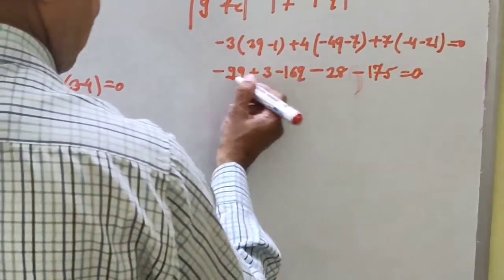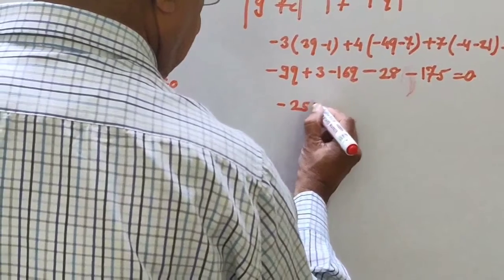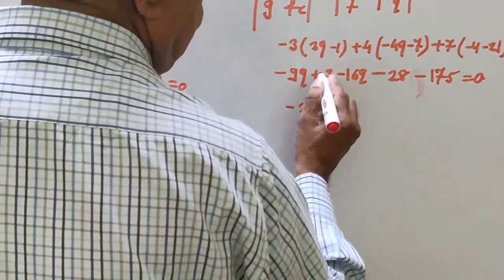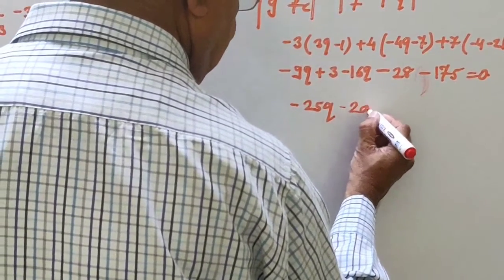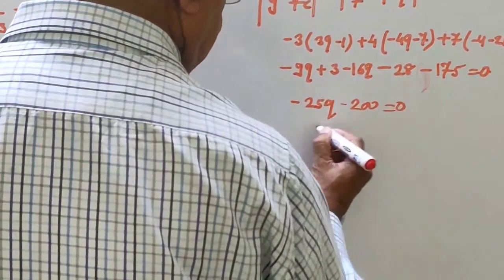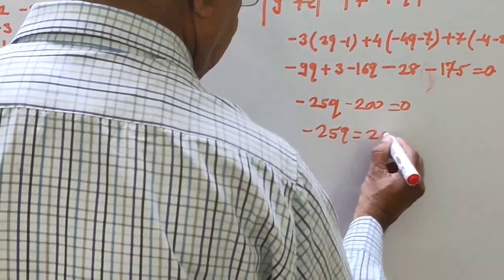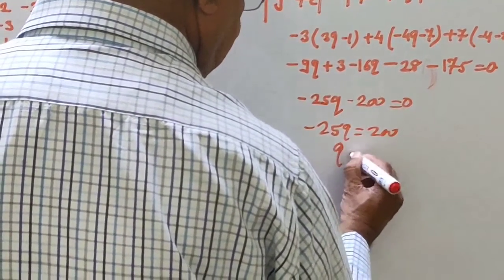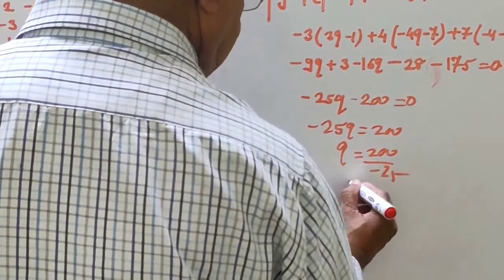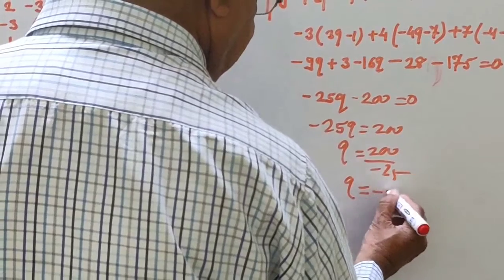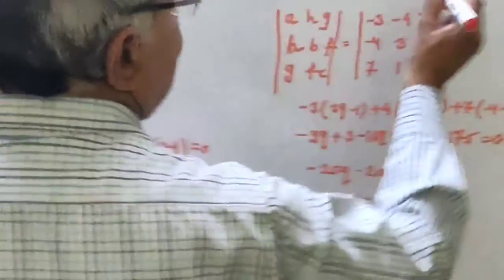Now this is 16 plus 9 is 25, minus 25Q. Okay. This is 200 will come here, minus 200 is equal to 0. So what is the value of minus 25Q is equal to 200. Q is equal to 200 divided by minus 25. Therefore Q is equal to minus 8. These are the required values of P and Q.